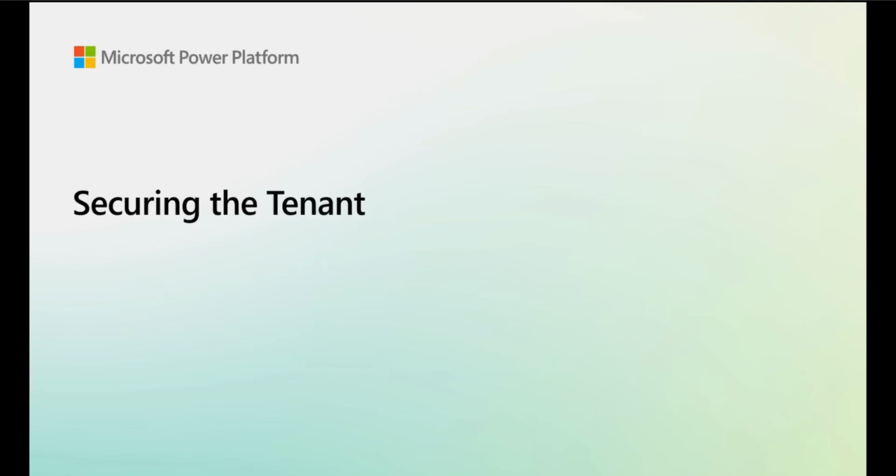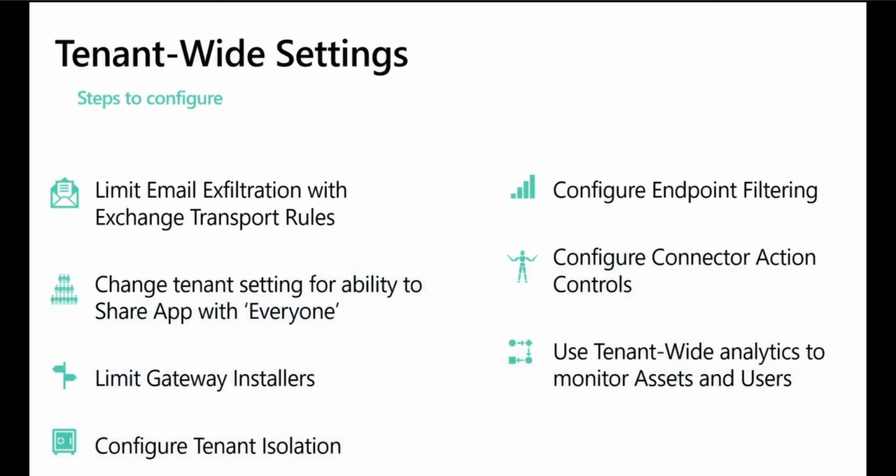Thanks, Anthony. Now that we've had a chance to take a look at how we can secure the default environment, let's take a look at some settings we can apply across our entire tenant. So this is a list of some basic steps you can take, some basic configurations you can do to limit capabilities across the entire Power Platform tenant. So these are not environment-specific settings. The first one we have listed there concerns emails.